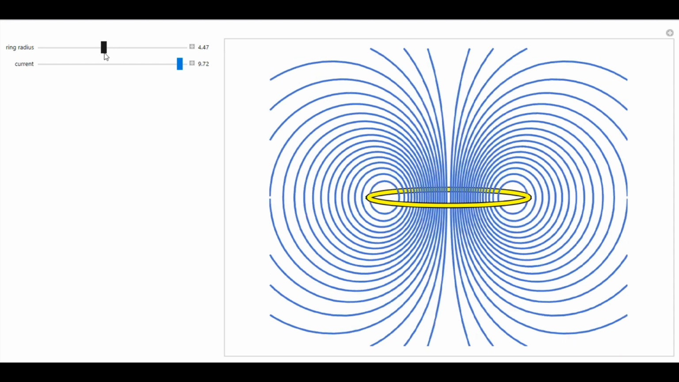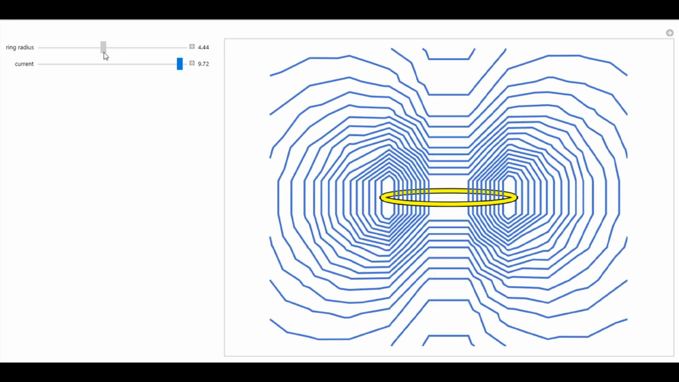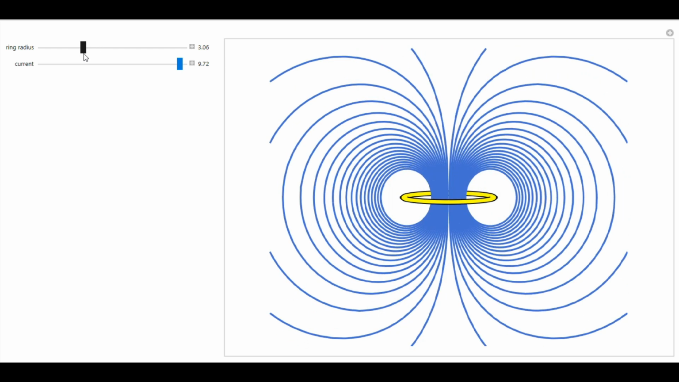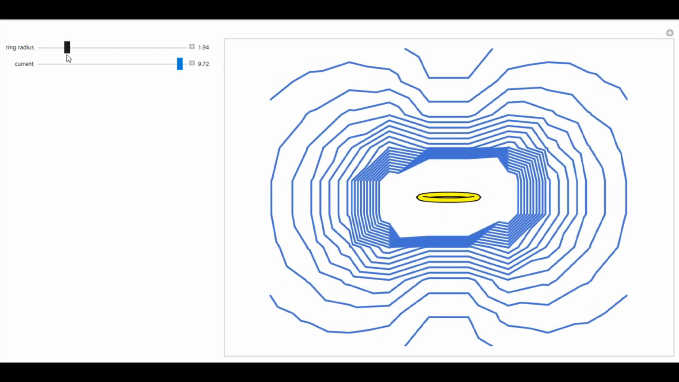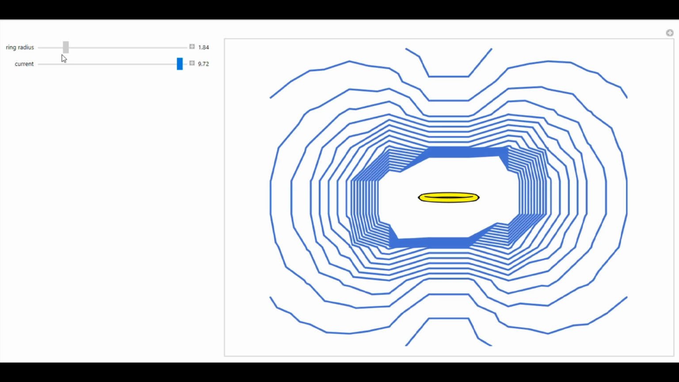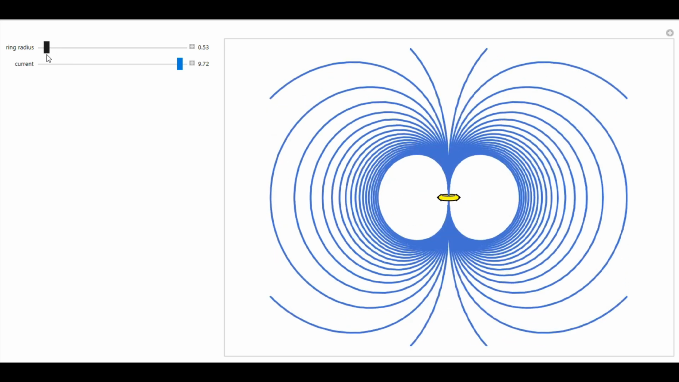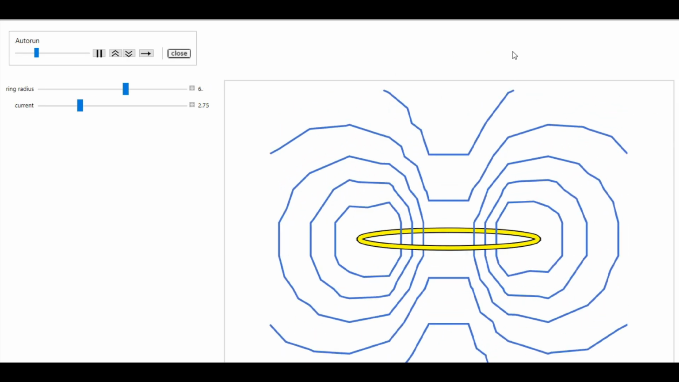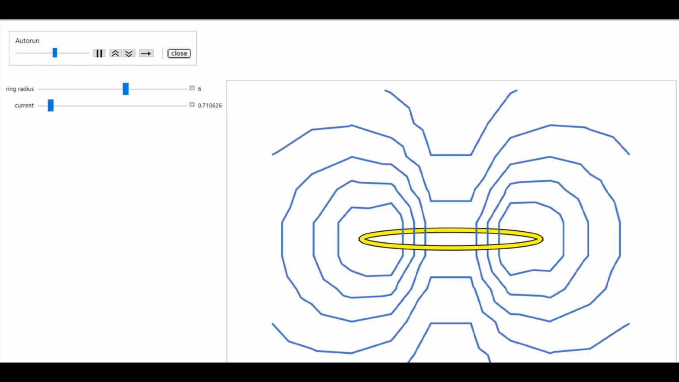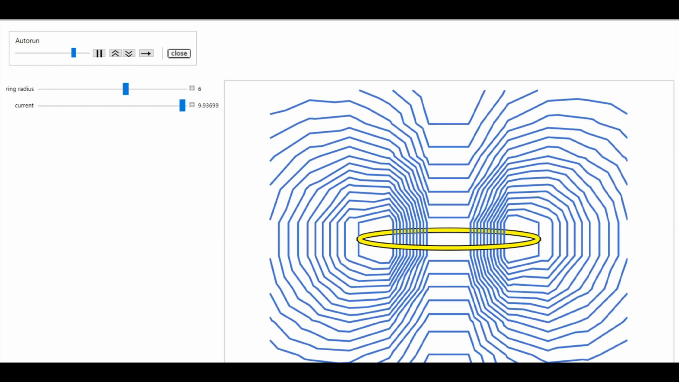A scalar potential is a simpler way to describe the magnetic field, especially in situations where the field is static, not changing over time. The scalar potential is related to the magnetic field in a way that allows us to calculate the field by taking the gradient, a kind of slope, of the potential. This approach is particularly useful for solving problems in magnetostatics, where the magnetic field doesn't change with time.